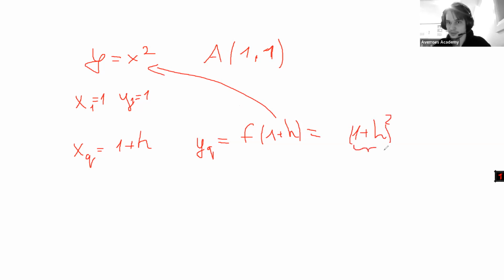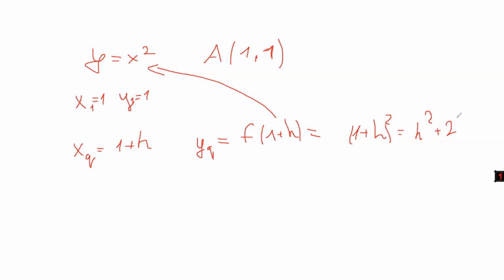This is the x value. Do you see this? This is our y value. After this step, let's simplify. Let's open this bracket. So what are we going to get? We're going to get h squared plus 2h plus 1, right? So now we have the second point.